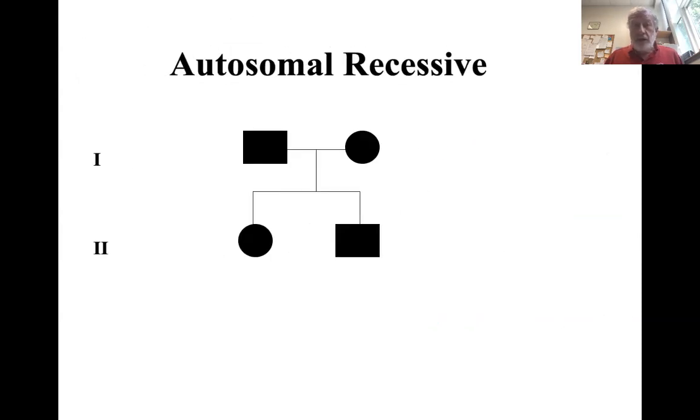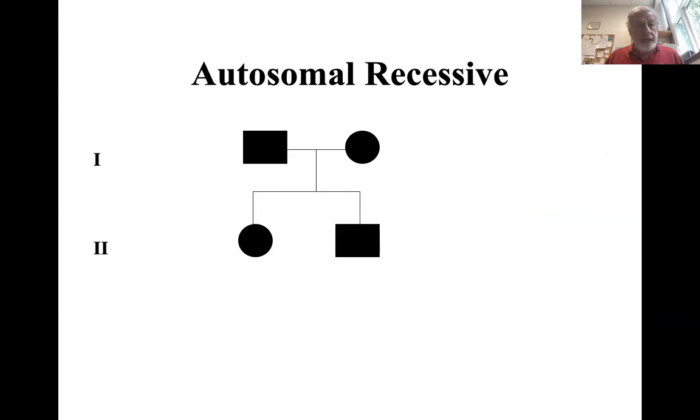So in this pedigree, both mom and dad are affected, so both mom and dad are little a little a, and that means all their kids are going to be little a little a.